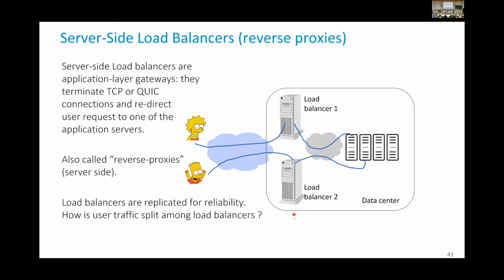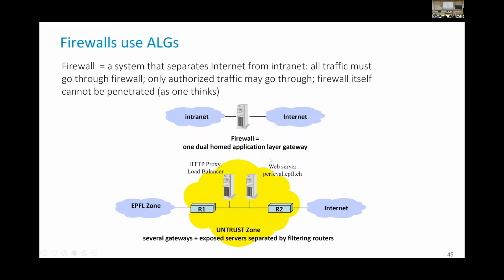How is user traffic split among load balancers? Well, if you have a load balancer, it becomes the bottleneck of your system. So you may want to have multiple ones for performance. And certainly for robustness, you should have at least 2. So the question is, how could we split the traffic among load balancers?